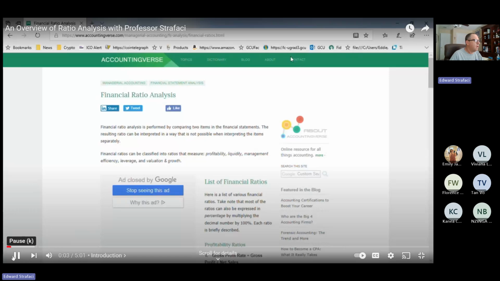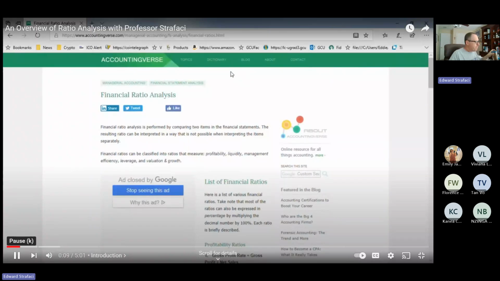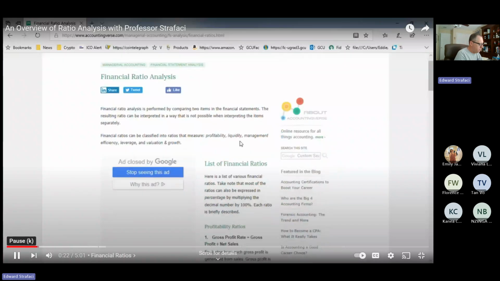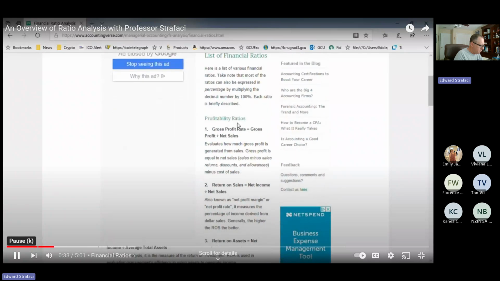Okay, this is Professor Strafacci, and I wanted to go over a list of financial ratios. I found this website. There's a ton of websites that talk about financial ratios. Obviously, this is one that I'm using, but you could look at just about anything. And of course, our textbook is most important. But just to go over how to look at financial ratios, I want you to understand that you have to look at ratios not in an absolute sense, but in a relative sense.